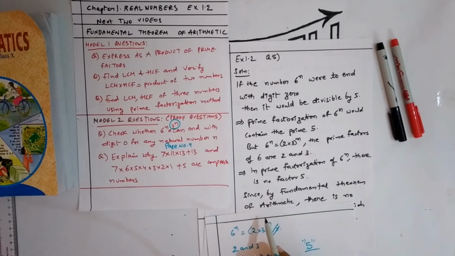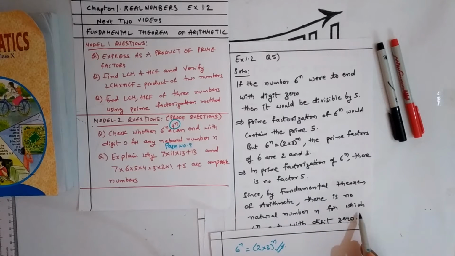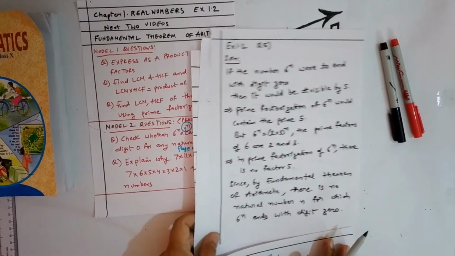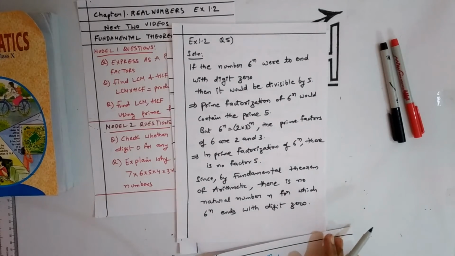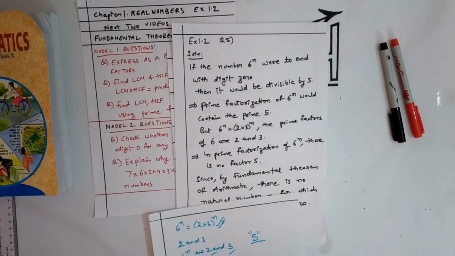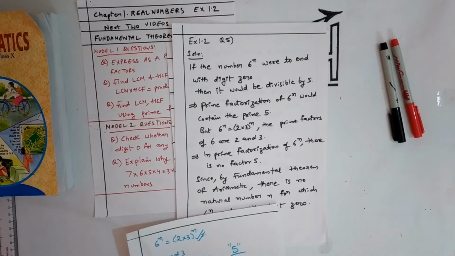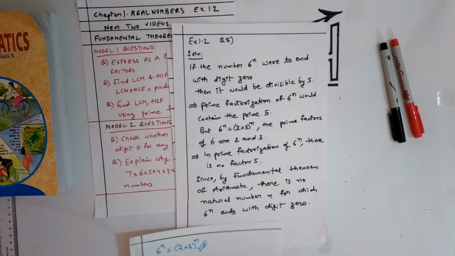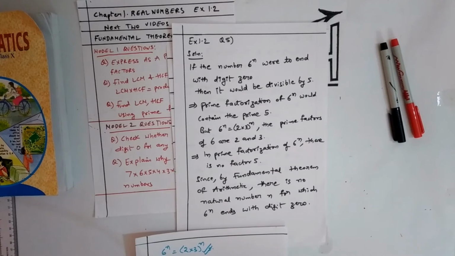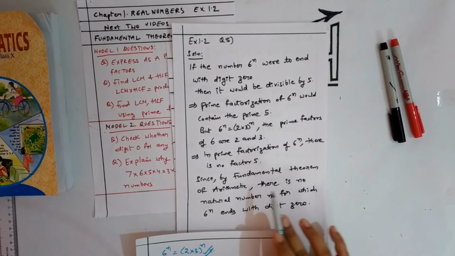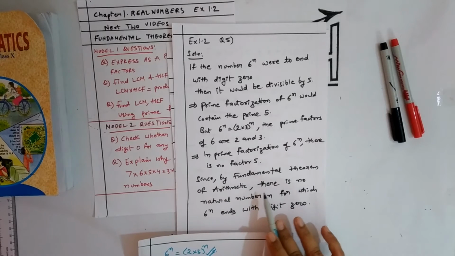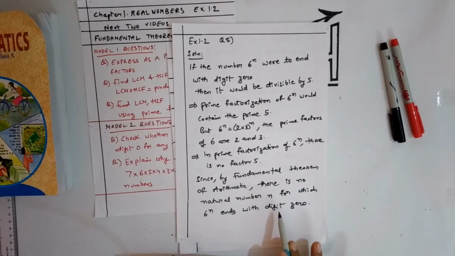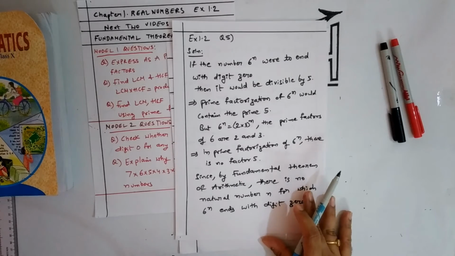Since by the fundamental theorem of arithmetic, there is no natural number n for which 6 power n ends with digit 0. Because 5 is not present in the factors of 6 power n, we conclude that 6 power n cannot end with digit 0. And how do we know that 6 power n has only the unique factors 2 and 3? By the fundamental theorem of arithmetic. If you remember it, you can also state the fundamental theorem of arithmetic in this answer for some more brownie points. Or else if you just jot down the answer like this, it is more than enough. Take a second to note down the answer.